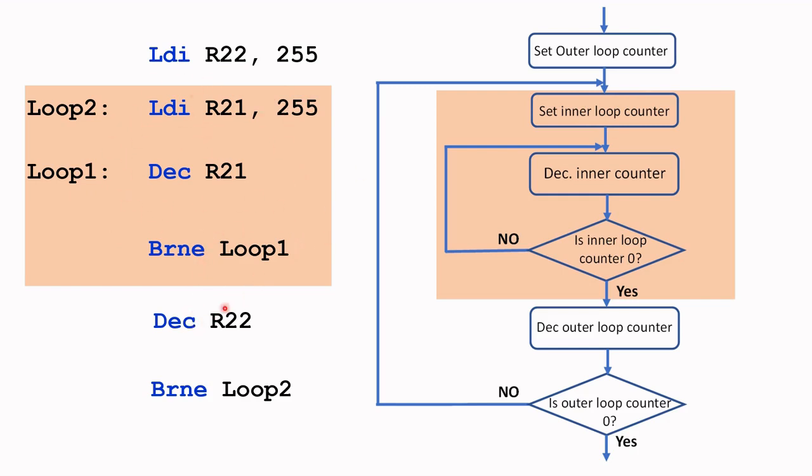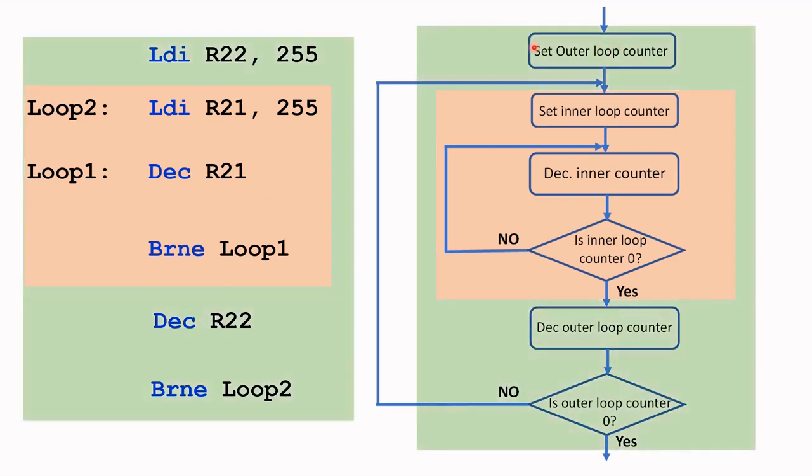And then when this is done, it comes out and subtracts 1 from R22, and asks the question, is R22 0 yet? If not, go back, repeat this again. All right, so let me highlight this outer loop. So now we have a loop that is within another loop. This inner loop here will be repeated as many times as determined by the value of the outer loop.